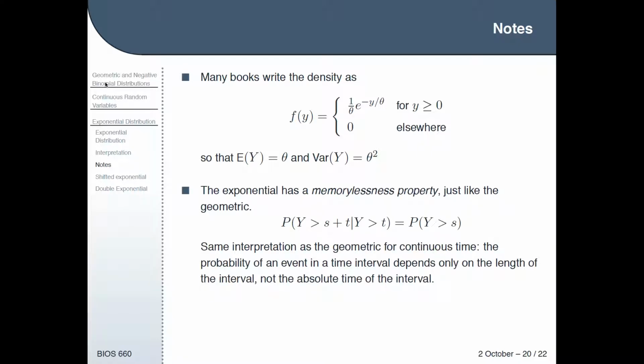And the exponential distribution also has the memoryless property that the probability that you survive until time s plus t, given you've survived to time t, is the probability of surviving to time s. That is, the probability of living 2 more years given that you've already lived 30 years is just the probability of surviving 2 more years when you're born.